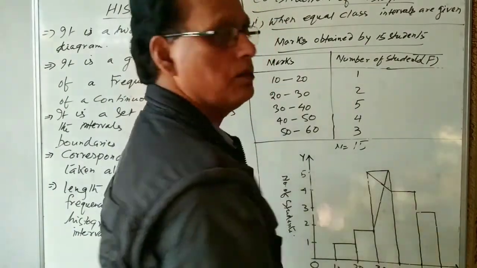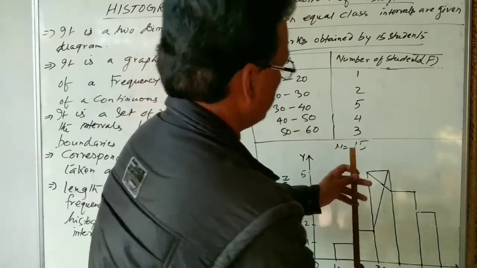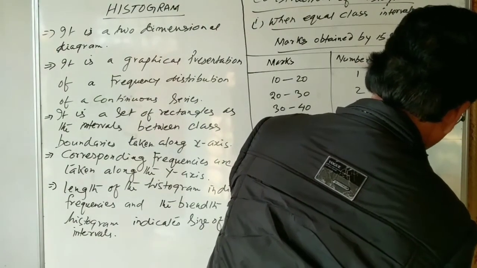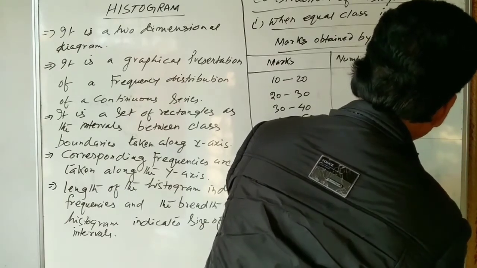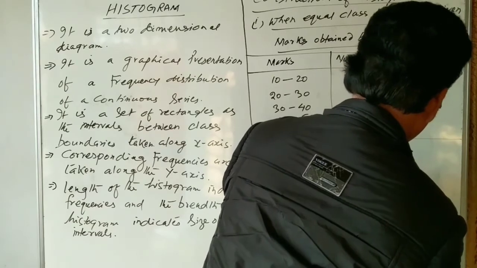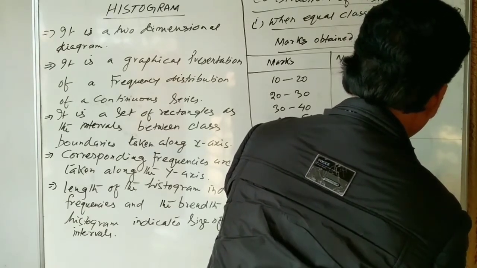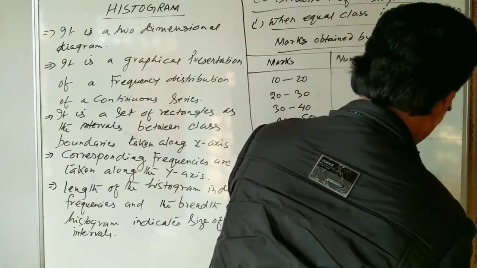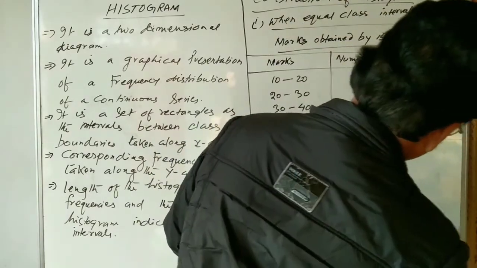From this point, we will drop one line on the x-axis. On the x-axis, we'll drop one line, and we'll measure this value. So let us see this line.